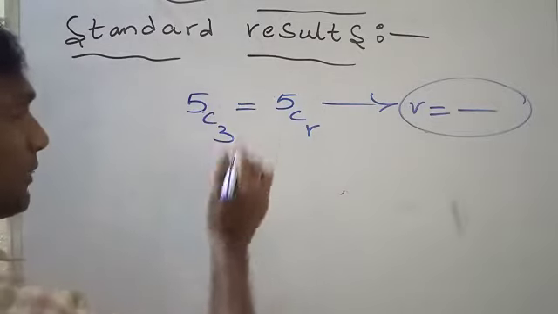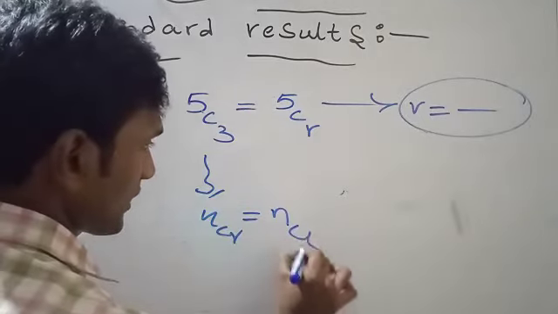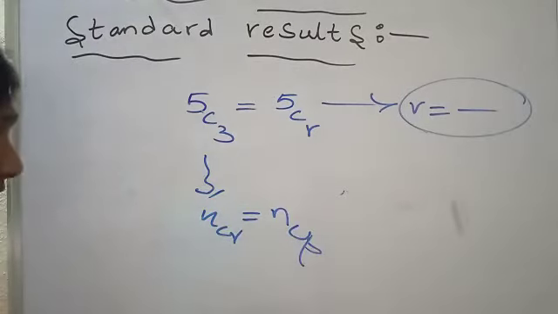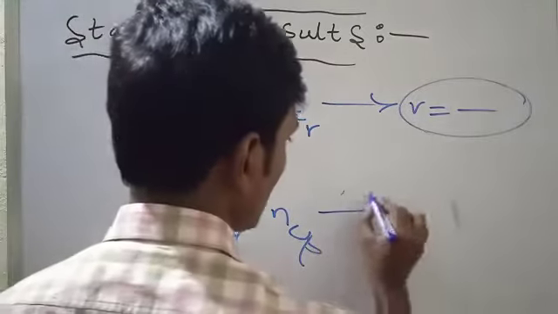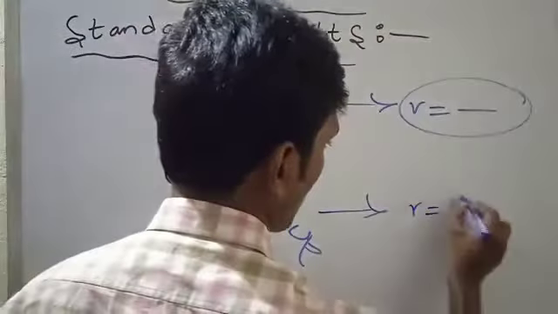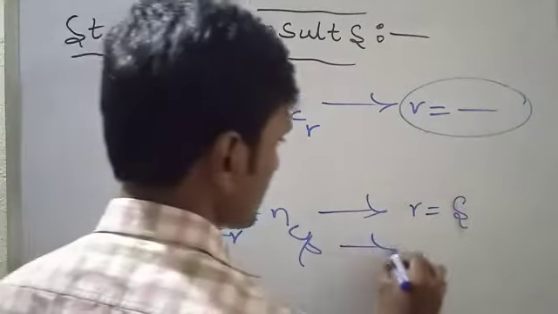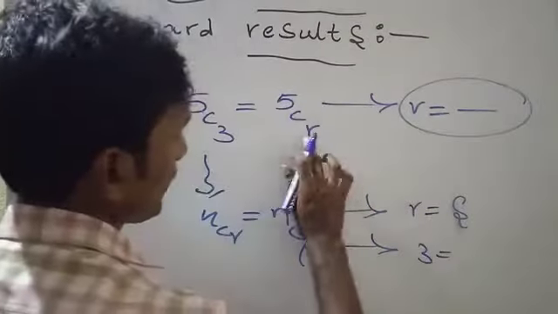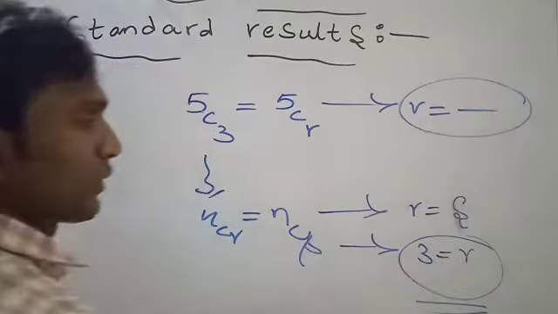Now the given problem is in the form of nCr equals nCs. If the problem is in this form, then we have two conditions or two formulas. The first condition is R equals S. What is the value of R? 3. That means 3 equals S equals R. Therefore, finally the value of R equals 3.